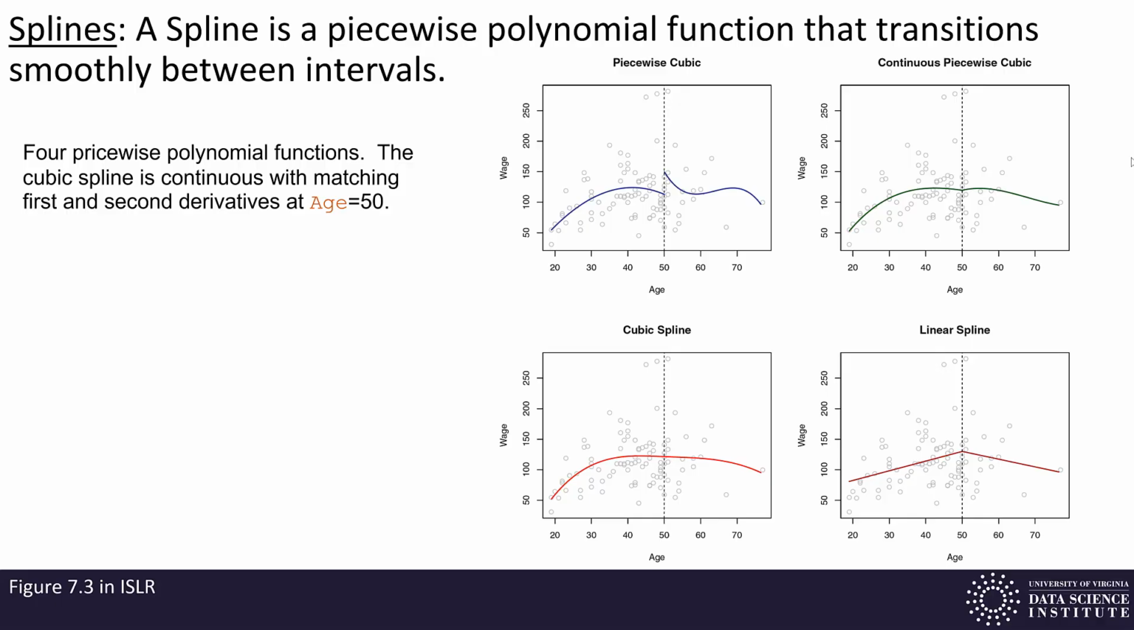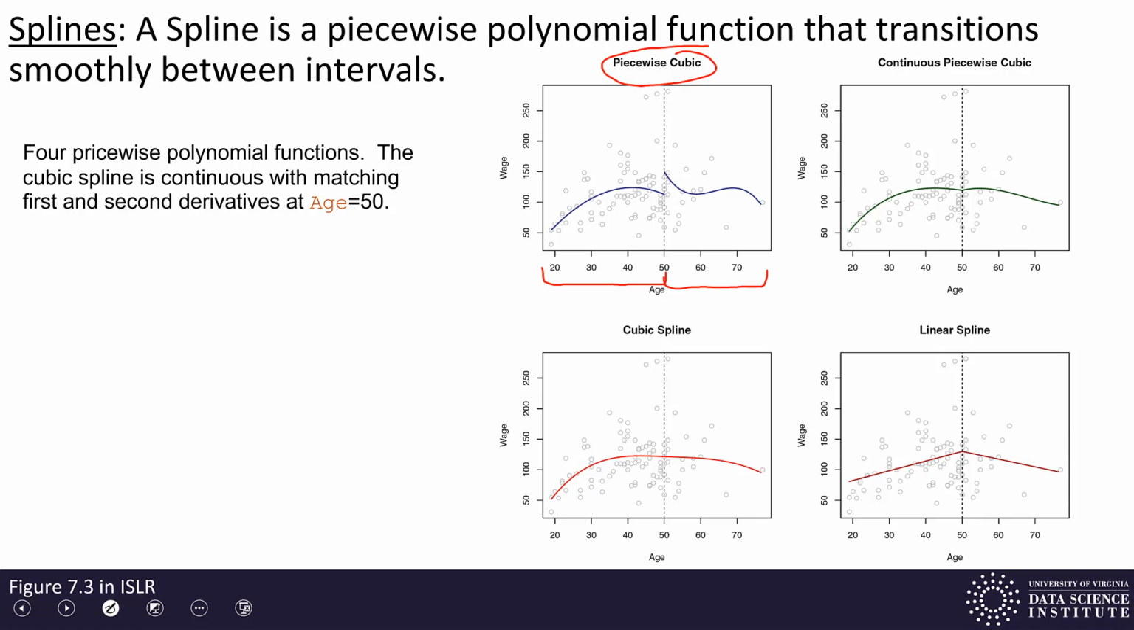So let's look at a couple of types of splines. A spline is just a piecewise polynomial function that transitions smoothly between intervals. Let's look at this first plot where it says piecewise cubic. We've taken the domain age and split it into maybe 15 to 50 or 20 to 50, and then say 70 out to 80.